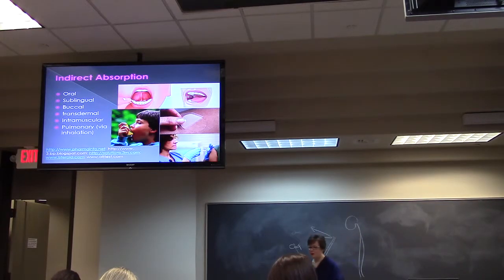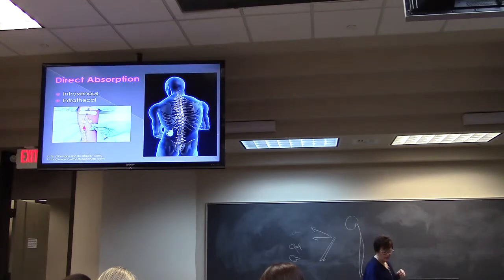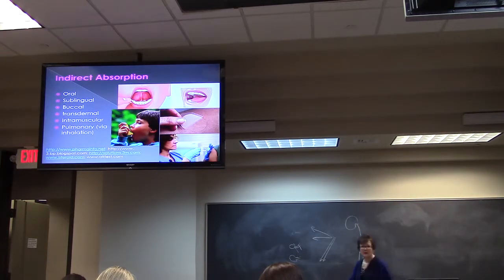So we can think about direct absorption being where we put it right into the bloodstream. So if we give something IV, it's directly gone into the bloodstream, right? Or we can think about intrathecal. That's where we put it right into the spinal fluid, like in this picture, where we want the effect. So those are direct. Most drugs we give are indirect. This shows you some of them. This is sublingual, we put it under the tongue. Usually that's pretty fast absorption. Or we can do buccal, between the cheek and gum.